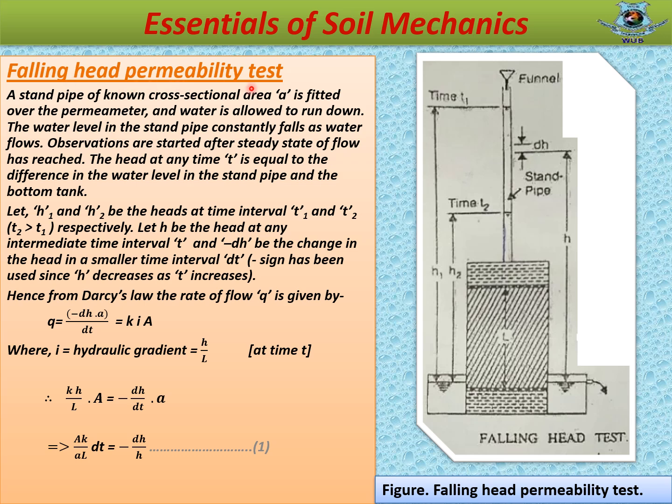Falling head permeability test. A standpipe of known cross-sectional area A is fitted over the permeameter and water is allowed to run down. The water level in the standpipe constantly falls as water flows. Observations are started after steady state of flow has been reached. The head at any time t is equal to the difference in the water level in the standpipe and the bottom tank. Let H1 and H2 be the heads at time intervals t1 and t2 respectively.